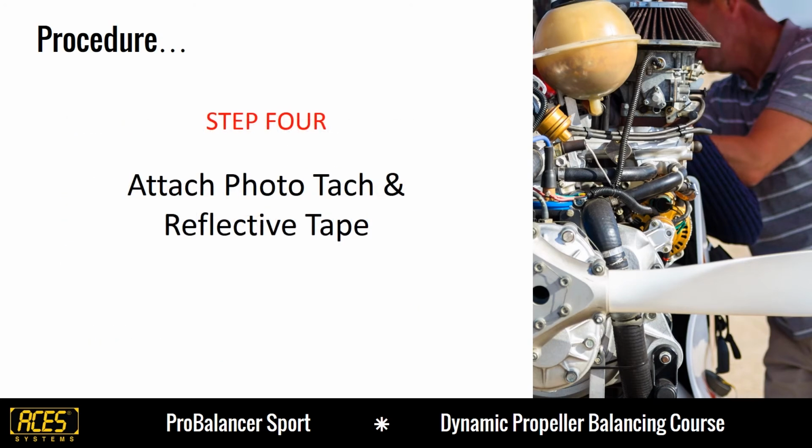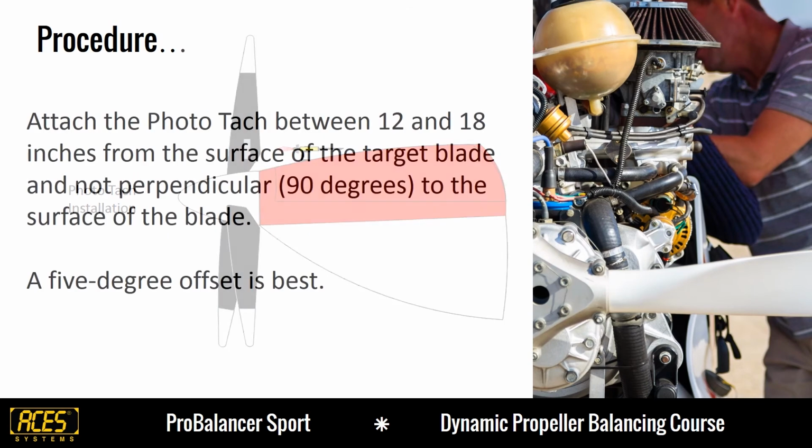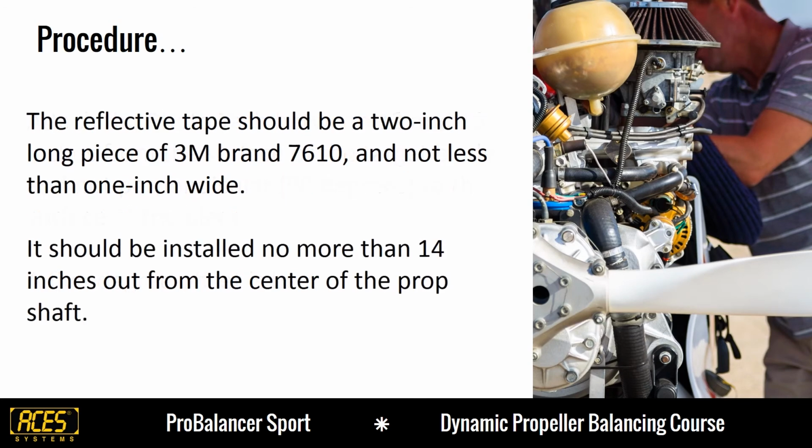Now attach the phototach and reflective tape. You may use tape to position the phototach on the cowling between 12 and 18 inches from the surface of the target blade and not perpendicular to the surface of the blade. We have found that a 5-degree offset works best. Install a 2-inch long and not less than 1-inch wide piece of reflective tape. Position this tape approximately 14 inches from the center of the prop shaft.